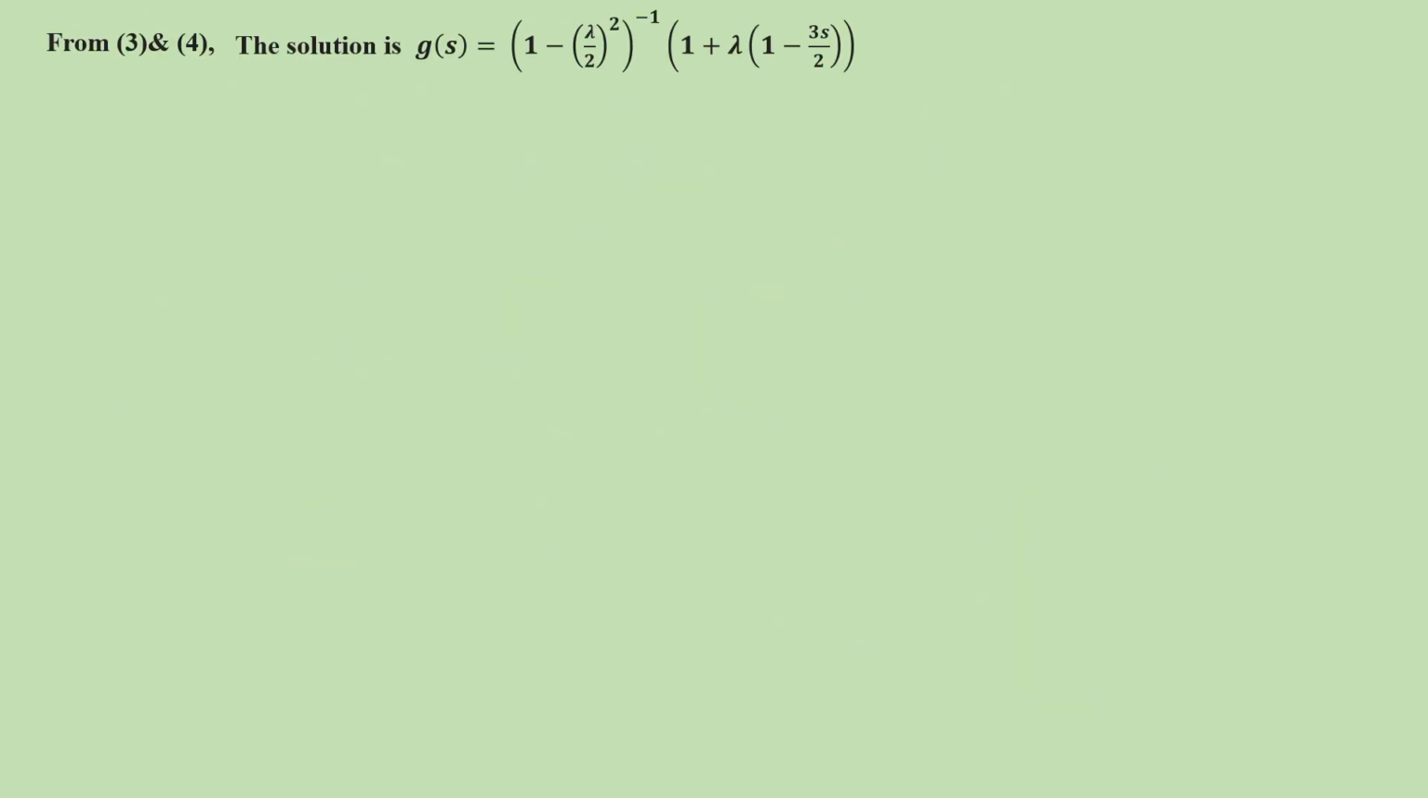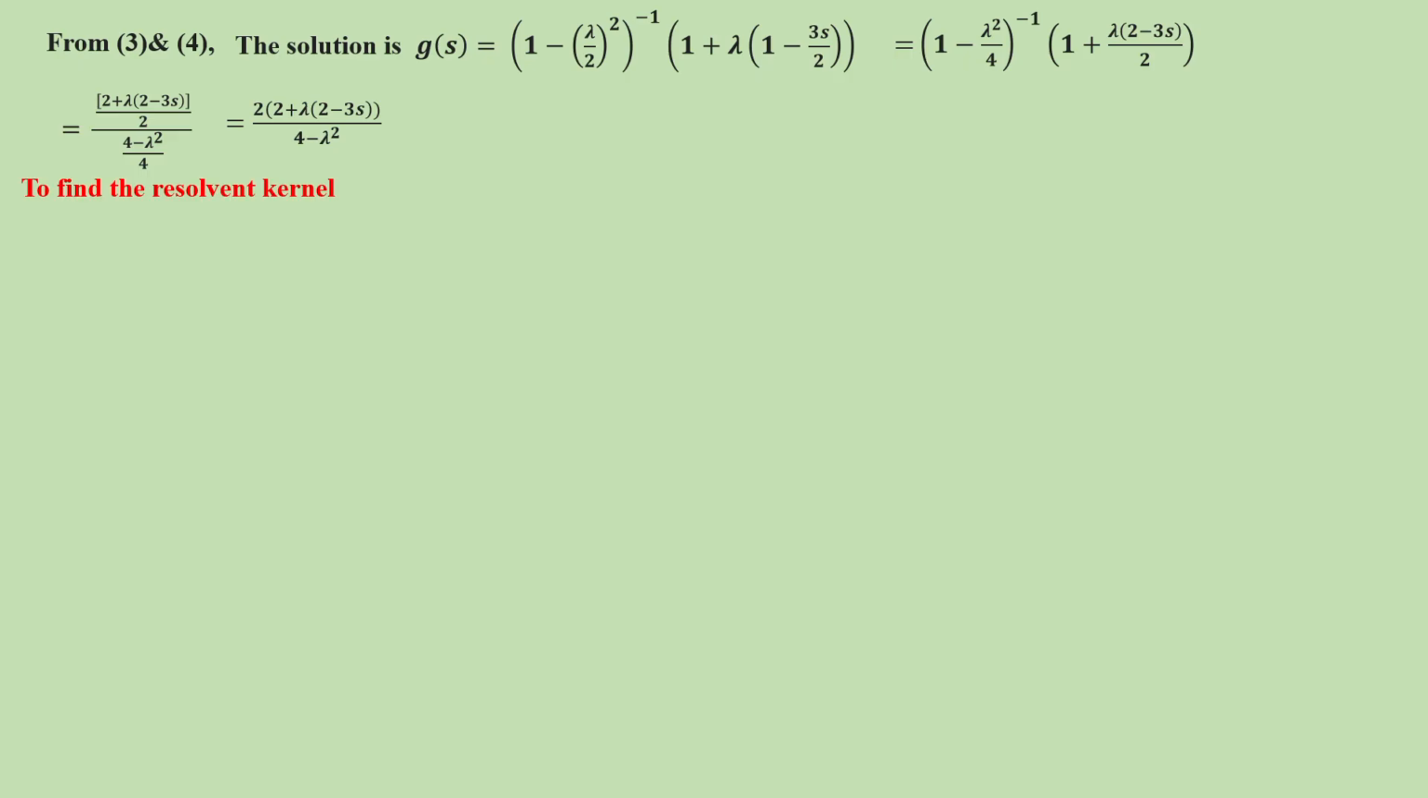From 3 and 4 the solution is g(s) equal to, substituting the values, (1 − λ²/4)⁻¹ into 1 plus λ into (2 − 3s)/2. That is, taking LCM and grouping, 2 plus λ into (2 − 3s)/2, right? So (1 − λ²/4)⁻¹ goes to the denominator; taking LCM, (4 − λ²)/4. So 2 into (2 + λ(2 − 3s)) over (4 − λ²), right? That is the solution. Next we are going to find the resolvent kernel.